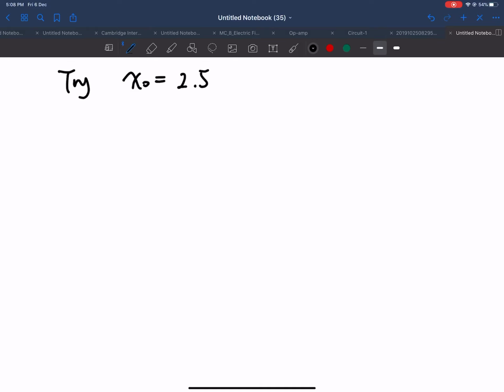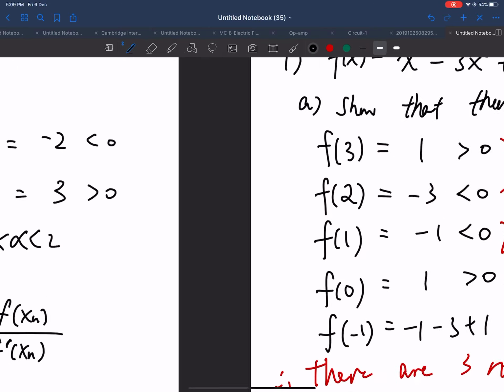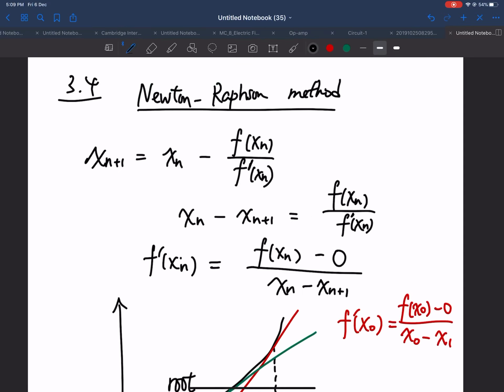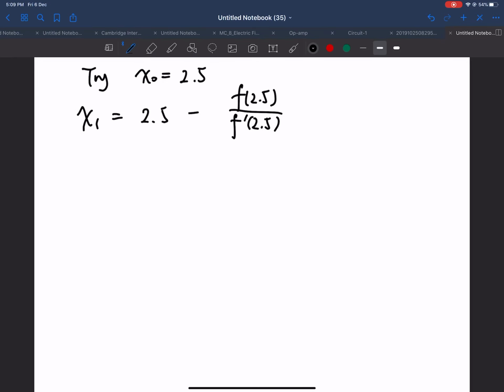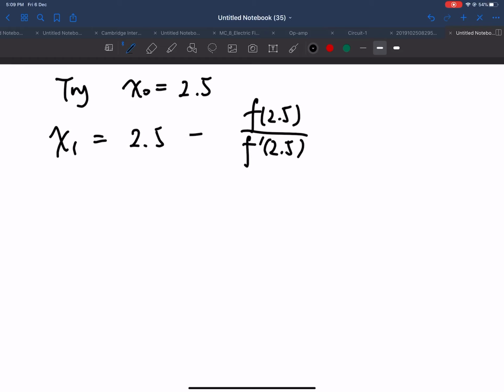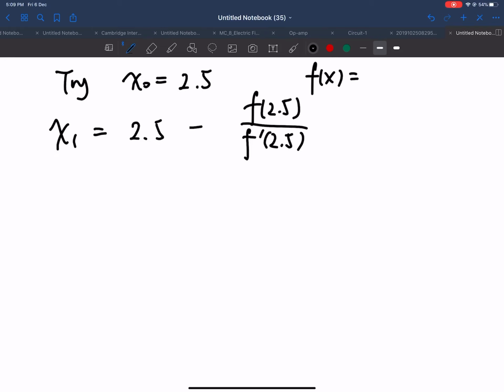Now let's try x. Let's try the trial point is 2.5. Now what you get is x1 equals 2.5 minus f(2.5) over the derivative of f at 2.5. That's how the formula looks like. Wait, let me. And then the function is x cubed minus 3x squared plus 1, is it? Yeah.